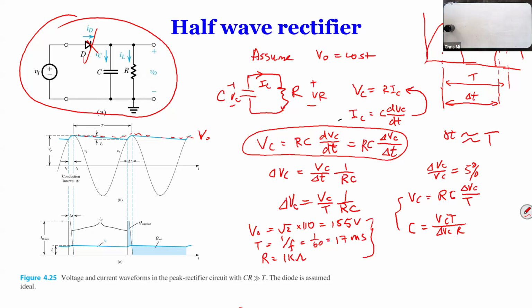Maybe here it's not clear. That would be T over R. It should be R, yeah. So the larger the R, you need less C, and the smaller the T, you need less C. So that is correct now. This equation is correct. Sorry about the previous mistakes.